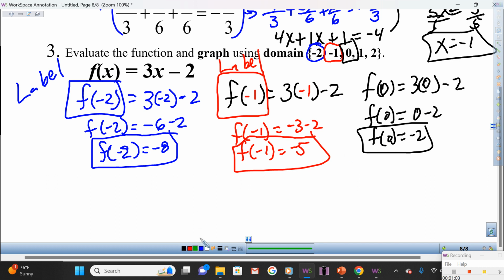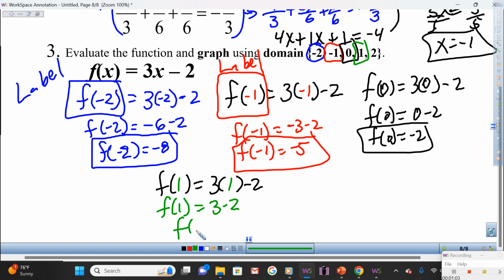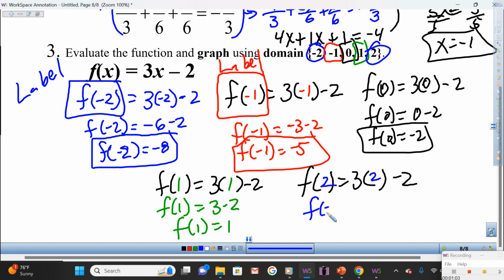And the last two, I'm going to go to green for my next value, which is 1. F of 3 parentheses minus 2. And we're going to substitute the 1. The left side stays the same. 3 times 1 is 3 minus 2. So f of 1 is 1. And last but not least, the 2. F of 3 parentheses minus 2. We substitute the value of 2. The left side is just our label. 3 times 2 is 6 minus 2. What is 6 minus 2? 4.